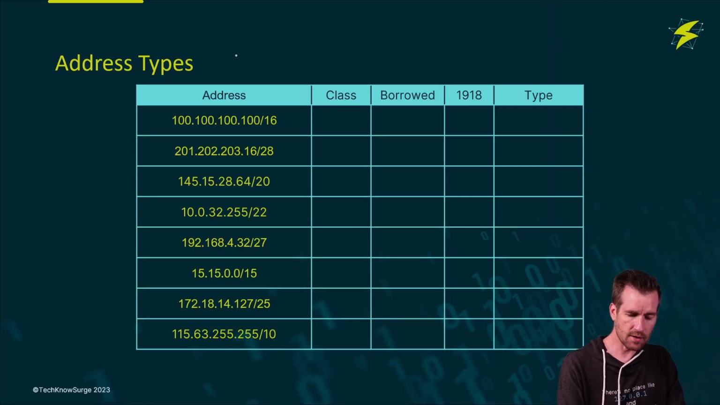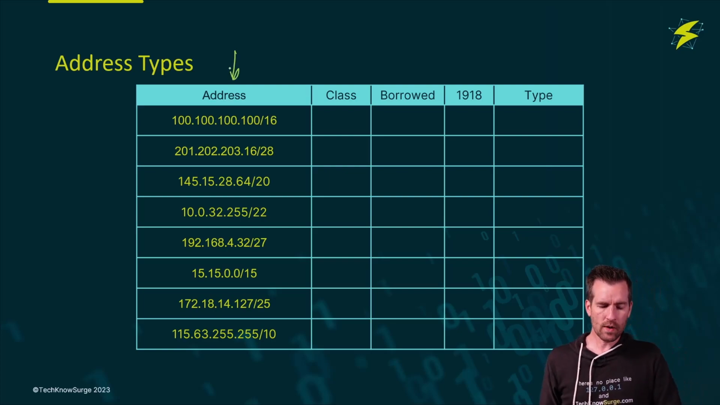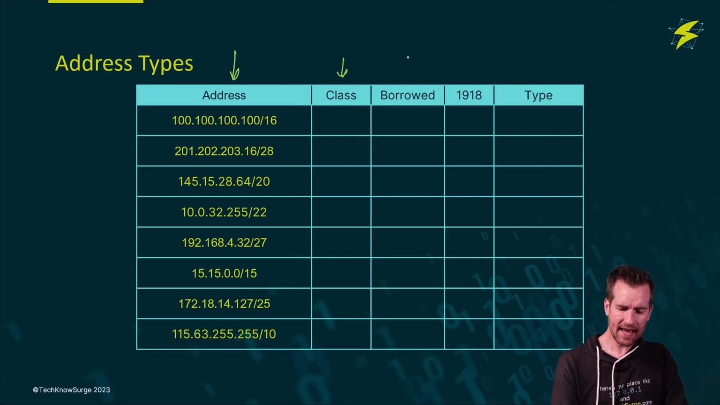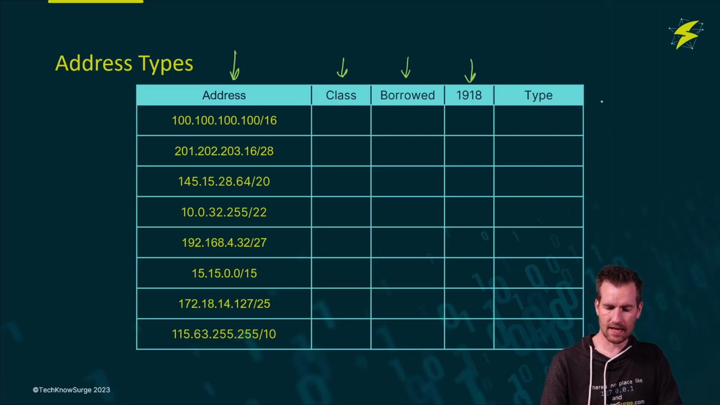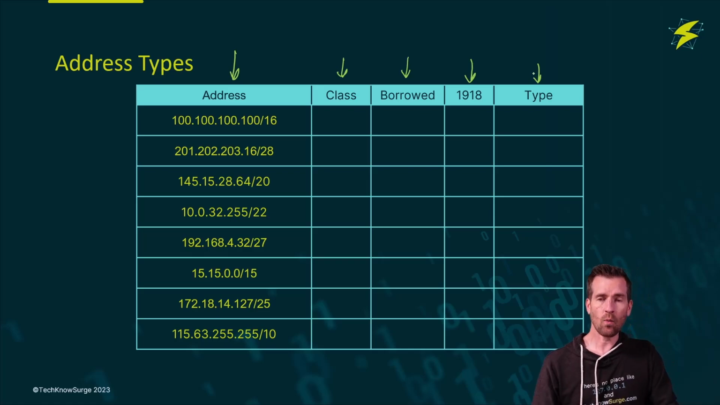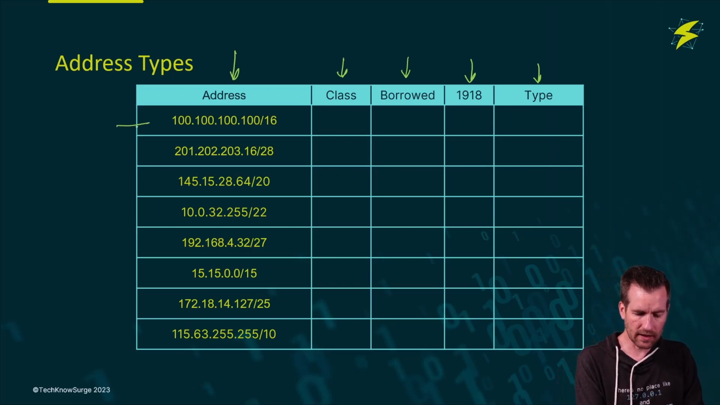So in this exercise, we're given an address. We need to tell what class it's in, how many bits were borrowed, if it's a private address or RFC 1918, and what type of address it is, whether it's a broadcast address or a host address or a network address. So we can look at this first one.